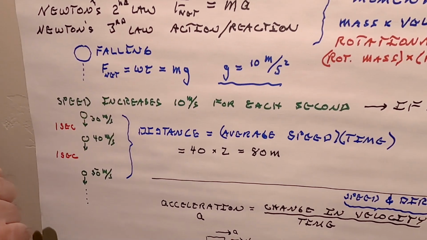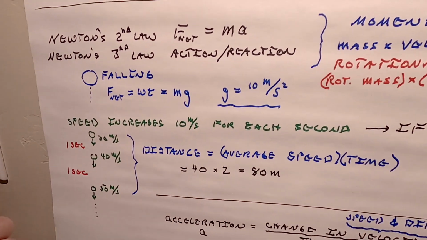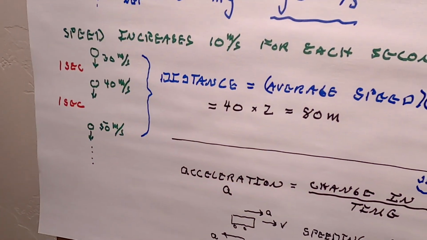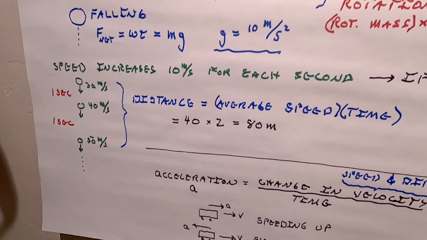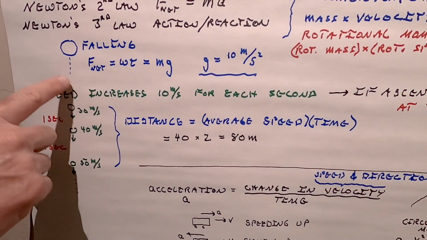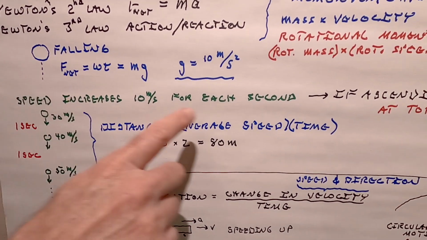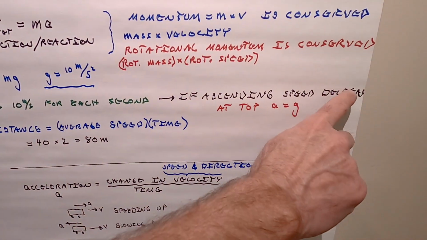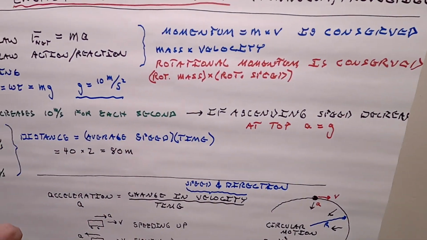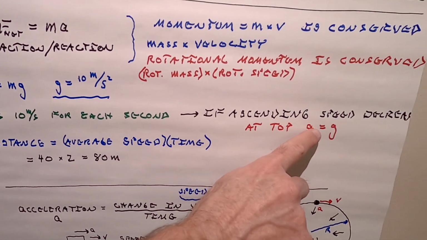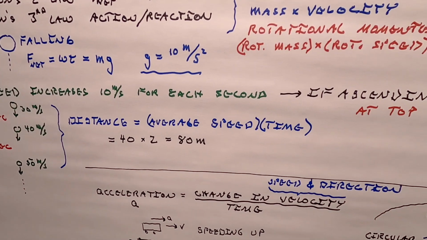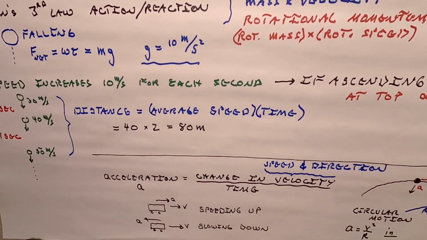So if I threw it at 30 meters per second, 1 second later it'd be 40, 2 seconds later it'd be 50, 3 seconds later it'd be 60, and 70 and 80. If I was throwing it upward at 30 meters per second, then it would slow down 10 meters per second. So if ascending, the speed decreases 10 meters per second every second. And at the top of its path, a is still g. a is always downward. What goes to zero at the top is the speed.